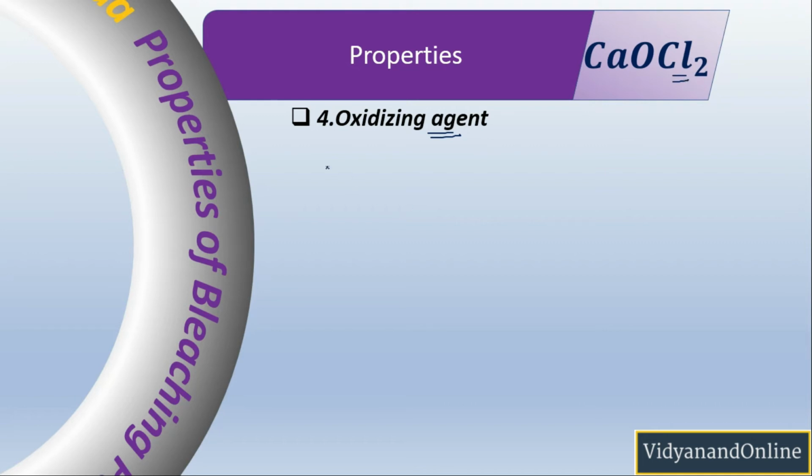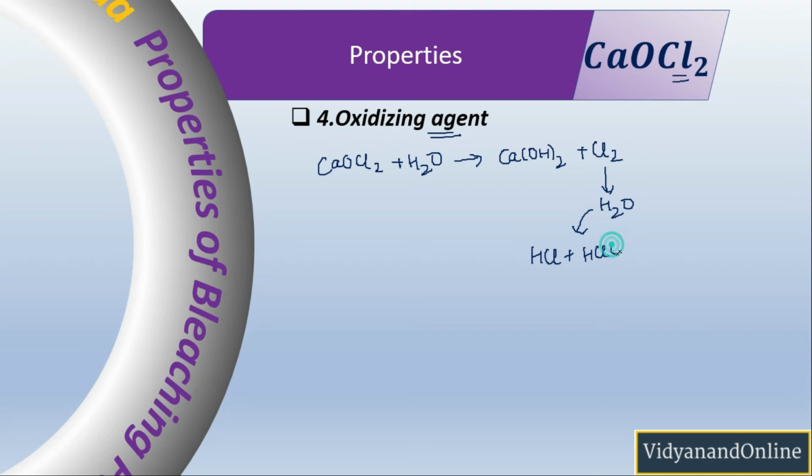Now let me tell you how. Calcium oxychloride, which is bleaching powder, is used with the help of water, right? When these two are mixed together, that is how we are going to use it. They will give you calcium hydroxide, which is slaked lime, along with the formation of chlorine. Now this chlorine again reacts with water in order to form HCl, which is hydrochloric acid, and HClO, which is hypochlorous acid.